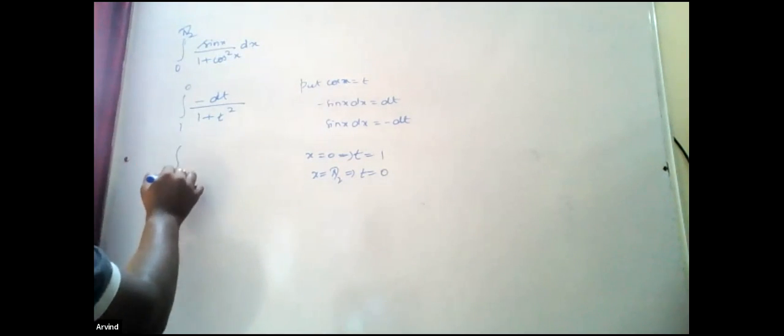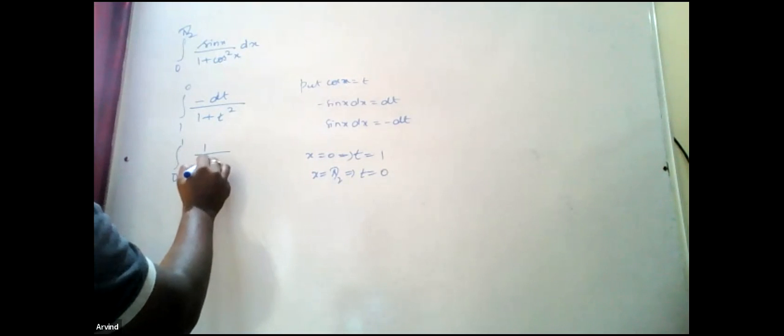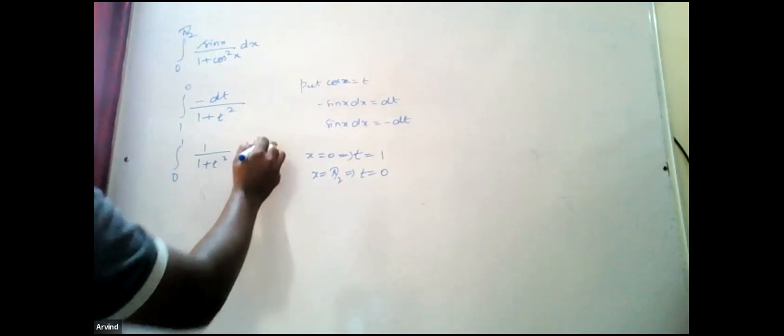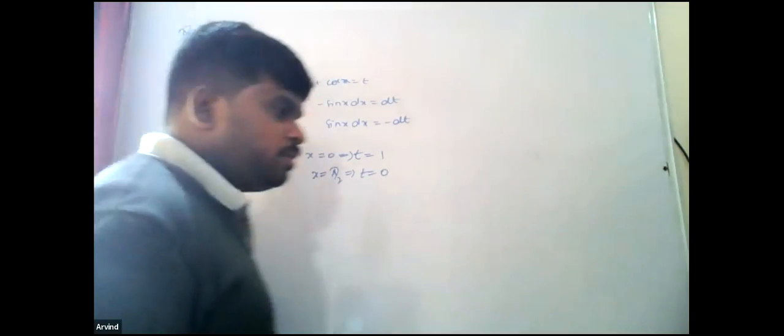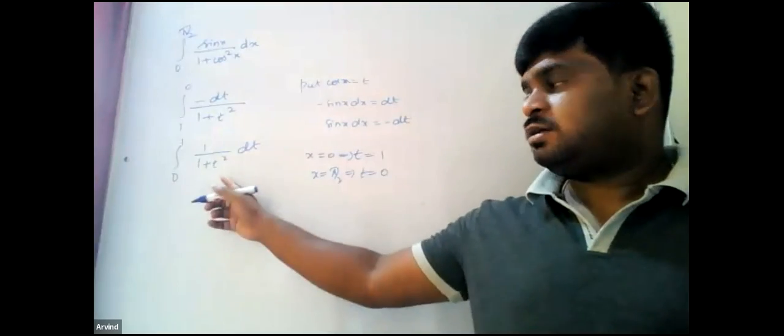So if you change this, 0 to 1, it becomes 1 divided by 1 plus t square into dt. Because when you change the limits, if you reverse the upper limit and lower limit, you will get minus. Already there is a minus; minus into minus is plus. This is very easy. Integral 0 to 1, 1 divided by 1 plus t square. This is equal to what? This is easy.